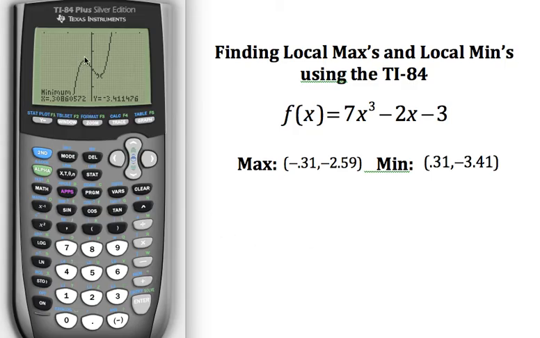If I'm wanting the maximum point and the minimum point, then I can list them as ordered pairs. So that's just a little short tutorial on finding your local maxes and mins and then writing them as ordered pairs.